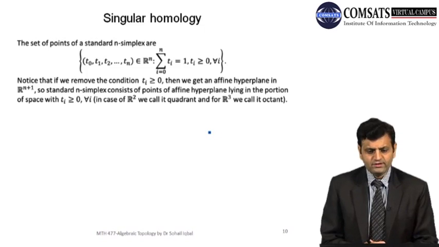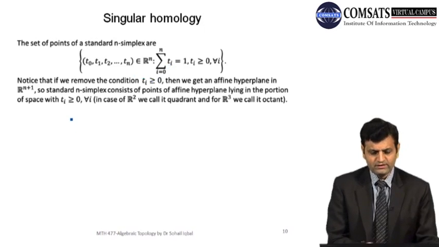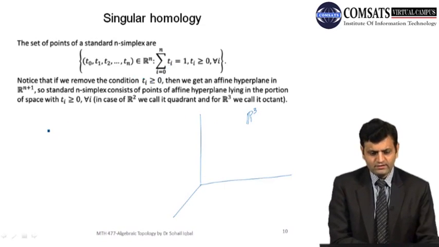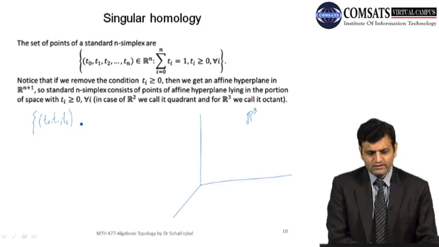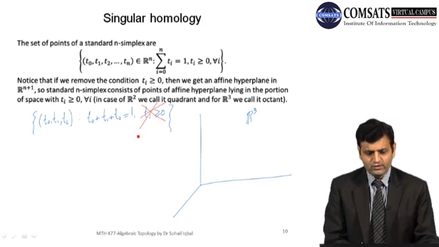So notice that if we remove the condition ti greater than or equal to 0, then we get an affine hyperplane in Rn plus 1. Okay, so if you consider the case, once again let's go to R3. In R3 consider this set of points t0, t1, t2 such that t0 plus t1 plus t2 equal to 1, and all the ti are greater than or equal to 0. So if I remove this condition, now see what is this set.